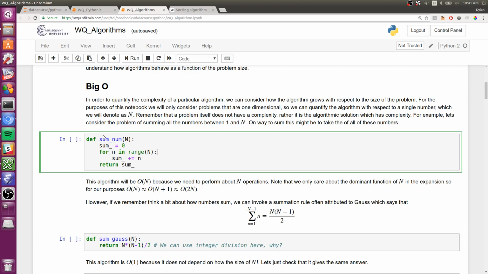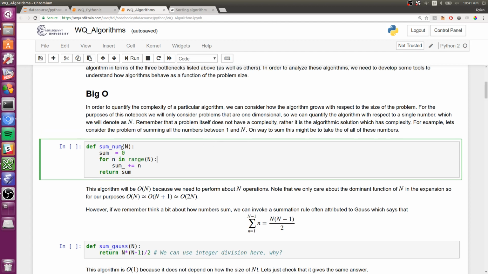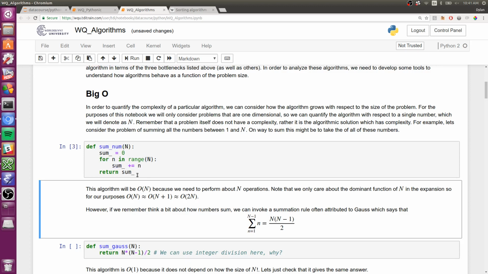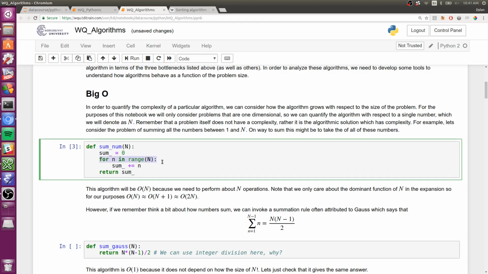So here's an example of that. We have a function that sums the numbers between 1 and n. So we input n and sum from 0 up to n. And we just increment the sum as we generate new numbers. And this is order n because we do n operations.